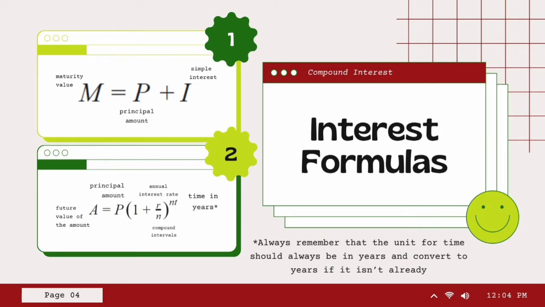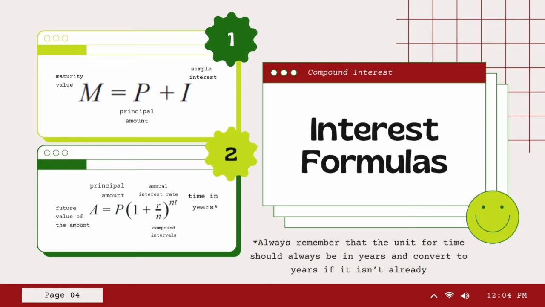First, we have the maturity value formula, which is M equals P plus I, wherein M is the maturity value of the amount, P is the principal amount, and I is a simple interest.